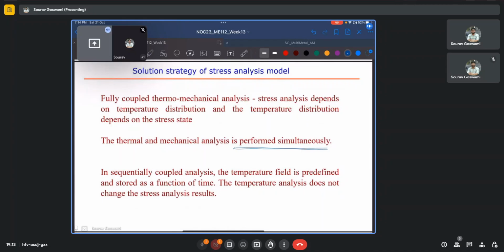However, in sequentially coupled analysis, the entire temperature field is predefined and calculated to be used as an input to the stress calculation function, and the temperature analysis does not appreciably change the stress analysis results.